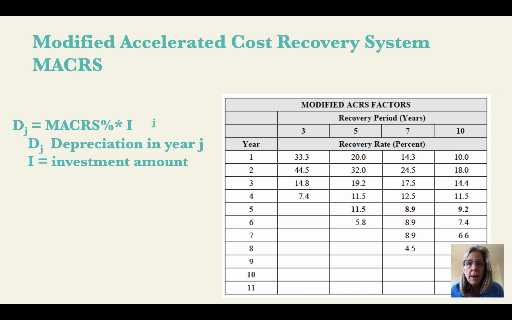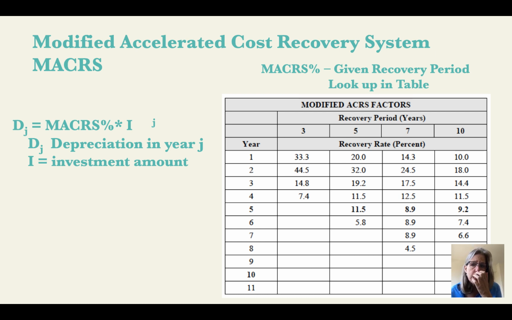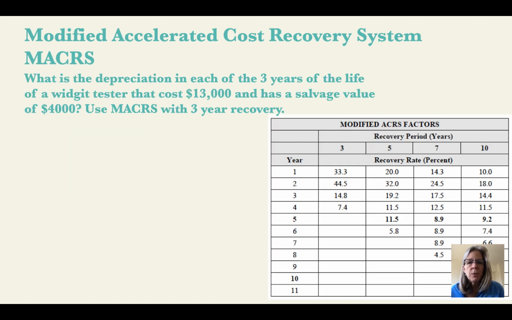The way you do this calculation is super easy. You just look up the MACRS percent and you multiply it by the initial value. So the depreciation each year is just equal to the percentage times the investment amount. Most of the time you'll just be given a particular recovery period and you'll just look up the percentage in this table. There's also a PDF of this table in PolyLearn, so you can print that off. It's also available online everywhere. So let's just do an example.